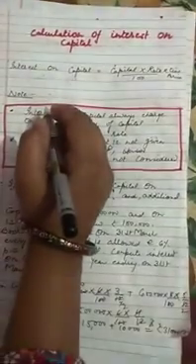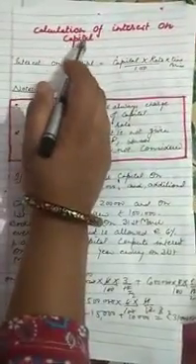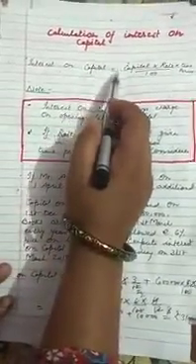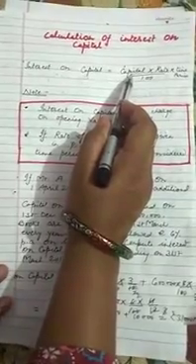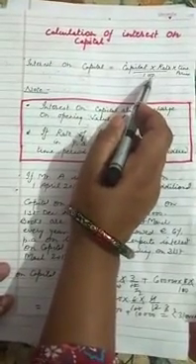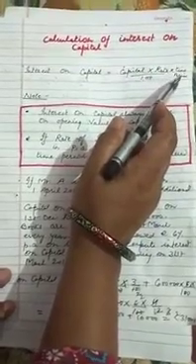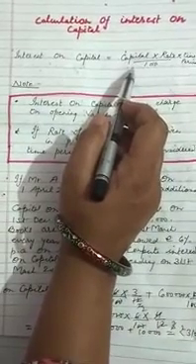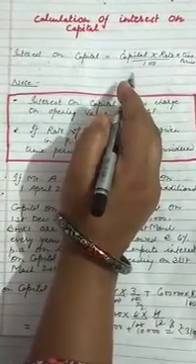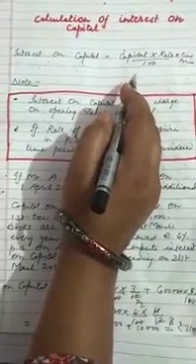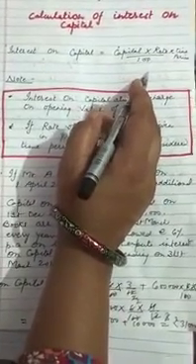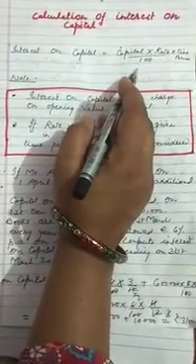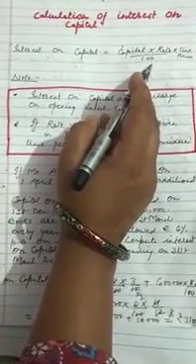Friends, now we calculate interest on capital. Interest on capital is equal to the capital of the partner into rate of interest into time period. In this case, the rate of interest is always given in the question as per the partnership deed. Don't be confused. If the interest on capital rate is not given, then you consider 6%.